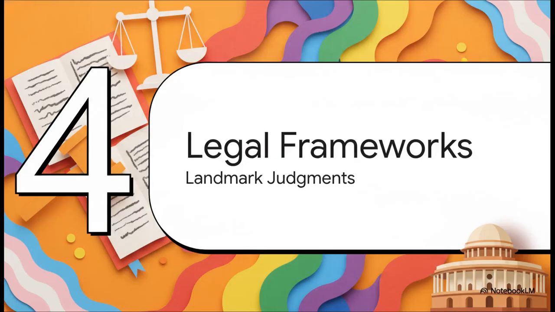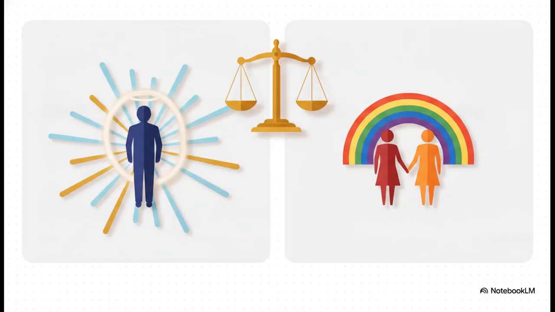Let's pivot over to Section 4, Landmark Indian Legal Frameworks, and see how this all translates into the eyes of the law. This perfectly divides the two most commonly confused Indian Supreme Court judgments. In 2014, the Nalsa versus Union of India case legally recognized gender identity, officially affirming a third gender and transgender rights. Then, 4 years later, Navtej Singh Johar versus Union of India decriminalized consensual same-sex conduct by reading down Section 377.